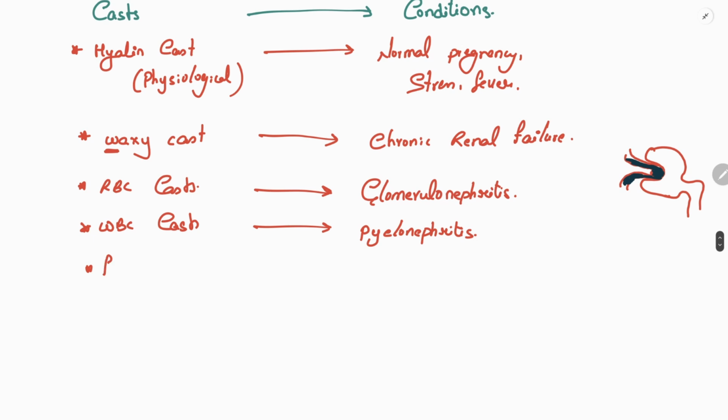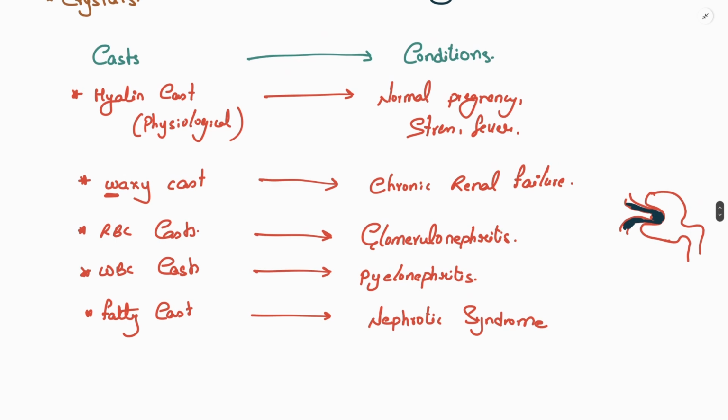Next one is fatty cast, which is seen in the nephrotic syndrome. Because in nephrotic syndrome, you can see hyperlipidemia. So in that condition, you can get fatty cast. Okay. So these are the points that are given in the Robbins. So now let's go deep into the topics.